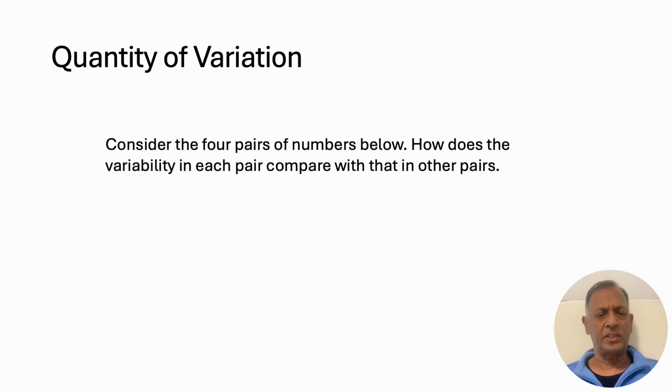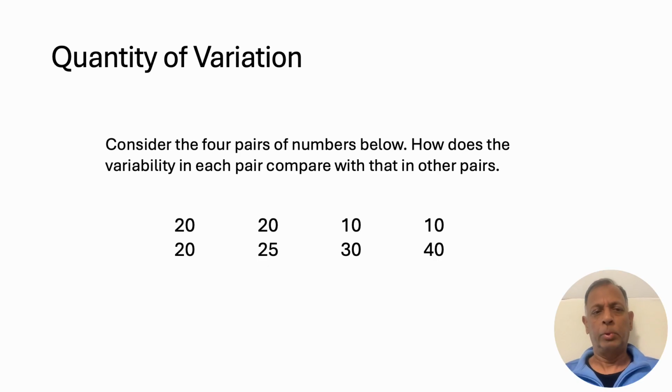Let's start with a very simple example. Consider the four pairs of numbers below. The first pair is 20, 20, and the second pair is 20, 25, then 10, 30, and 10, 40. Obviously, if you look at the pair 20, 20, there is no variation. Both numbers are exactly the same. In the pair 20, 25, there is variation. One is 20, the other is 25, so they are not the same. Therefore the variation in 20, 20 is less than the variation in 20, 25.